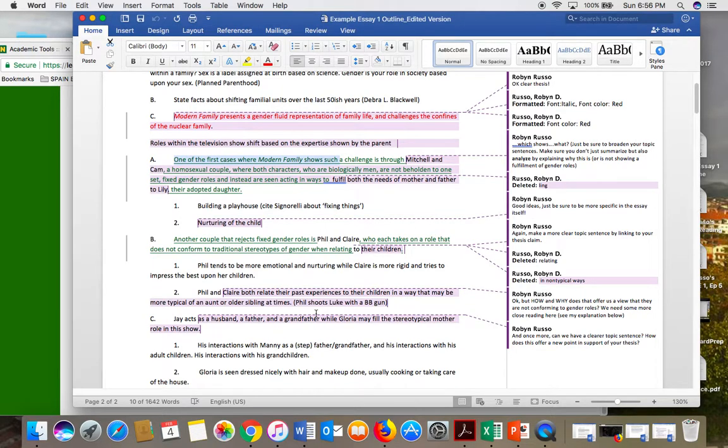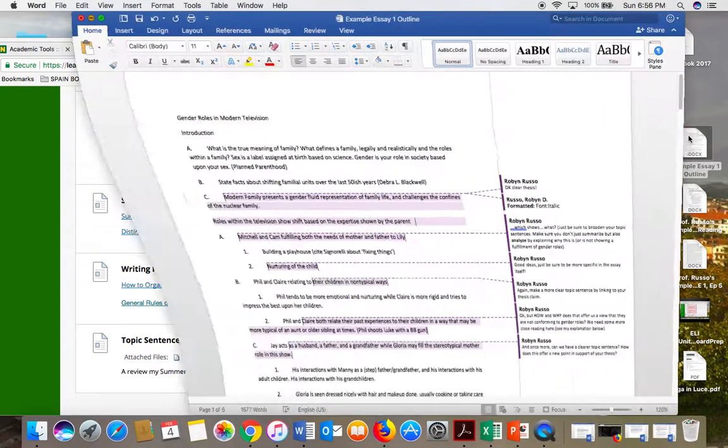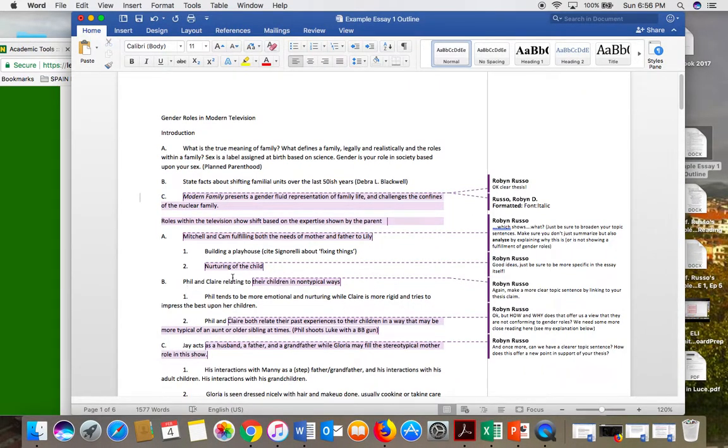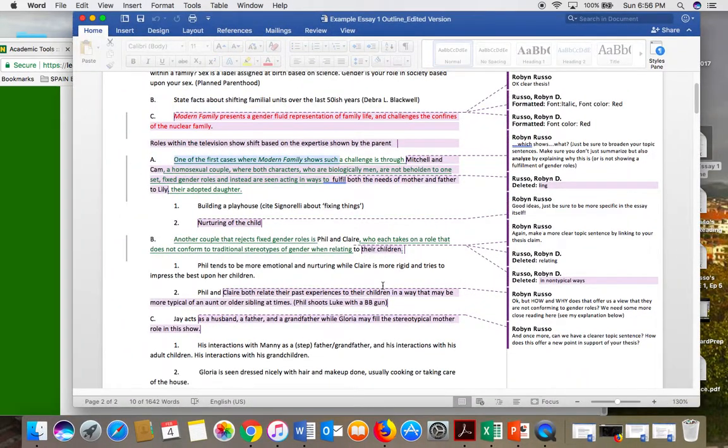The original topic sentence that our student had here, let's look back at his original one more time, was simply that Phil and Claire relate to their children in non-typical ways. Again, what does non-typical mean? I'm not saying the word non-typical itself is bad or anything, but rather, what does that mean in this case? Why does that show us anything about gender? Is it that they're non-typical in a gender way? And the student said, yeah, actually, Claire acts more like you normally see a stereotypical dad. And so that's where we came to this topic sentence.